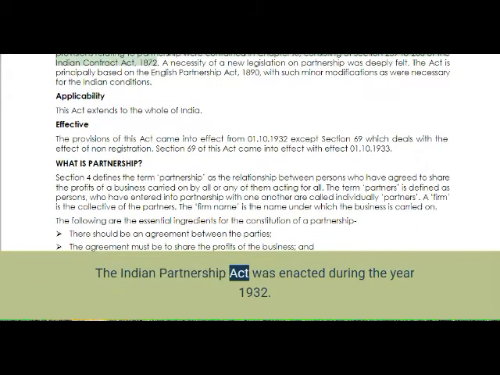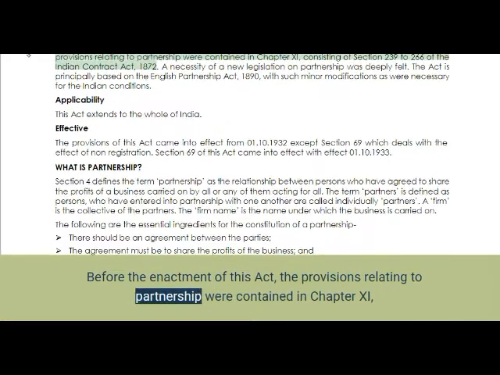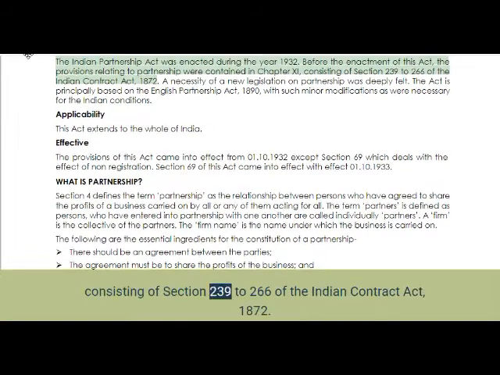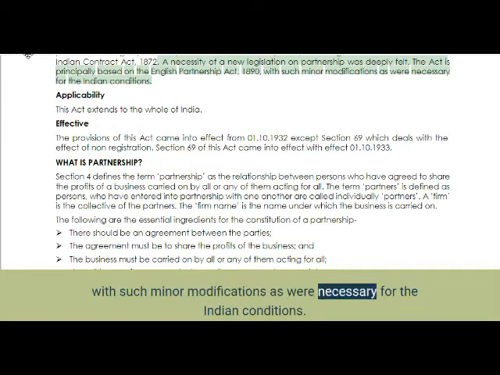The Indian Partnership Act was enacted during the year 1932. Before the enactment of this Act, the provisions relating to partnership were contained in Chapter 11, consisting of Sections 239 to 266 of the Indian Contract Act, 1872. A necessity of a new legislation on partnership was deeply felt. The Act is principally based on the English Partnership Act, 1890, with such minor modifications as were necessary for the Indian conditions.